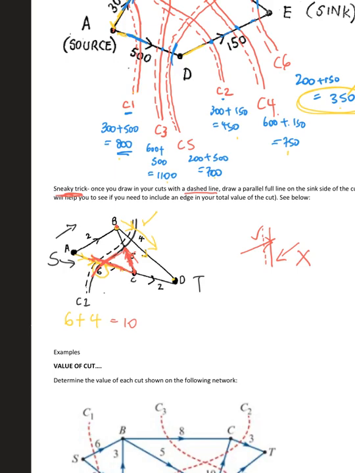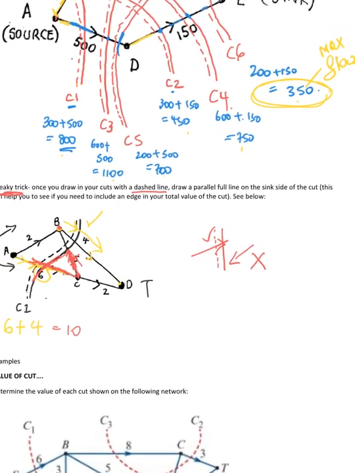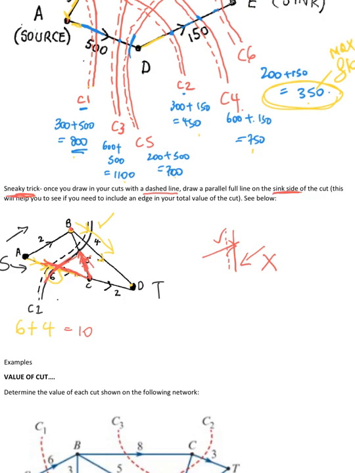But the easiest way to get around that is just to do your dashed and your solid line. So remember, the solid line goes on the sink side, right? Once you do a dotted line, if this is your source and this is your sink, put a solid line so you don't get confused.